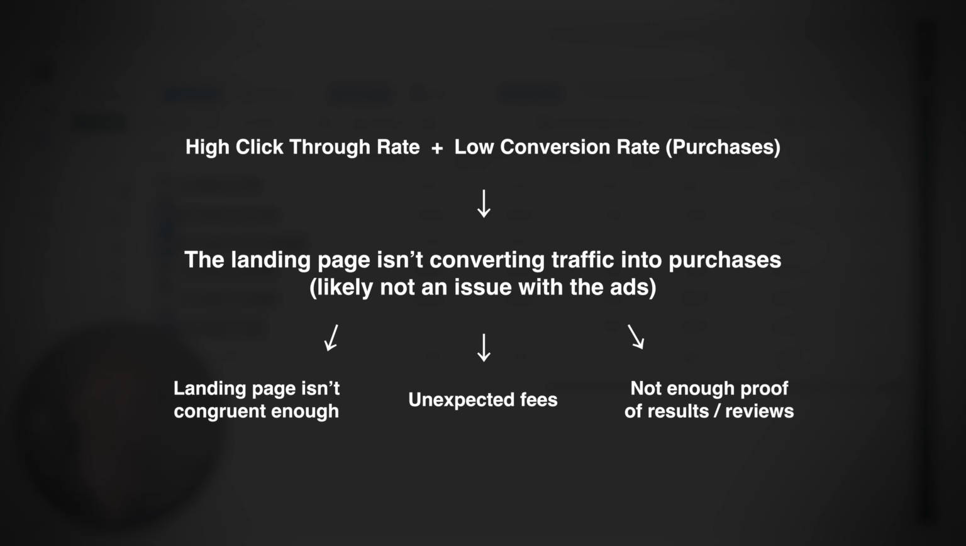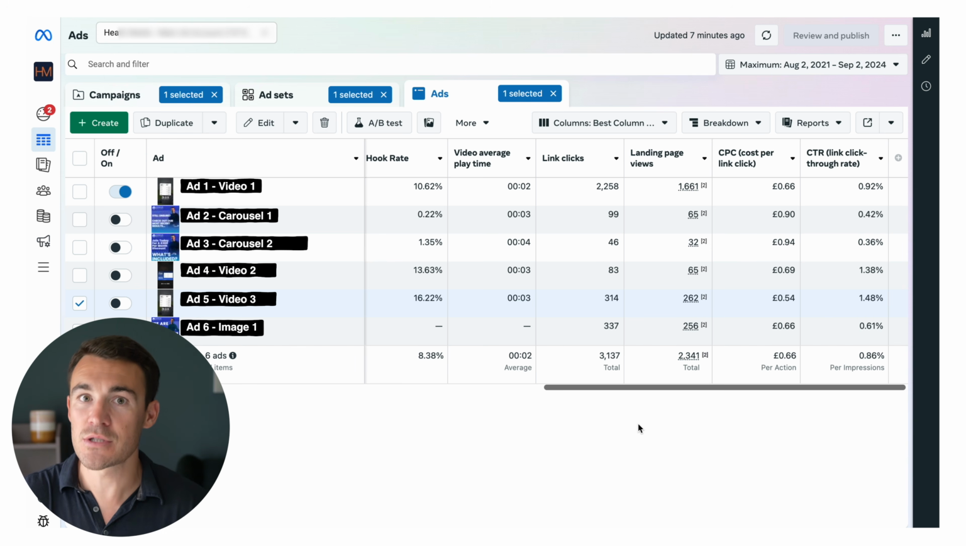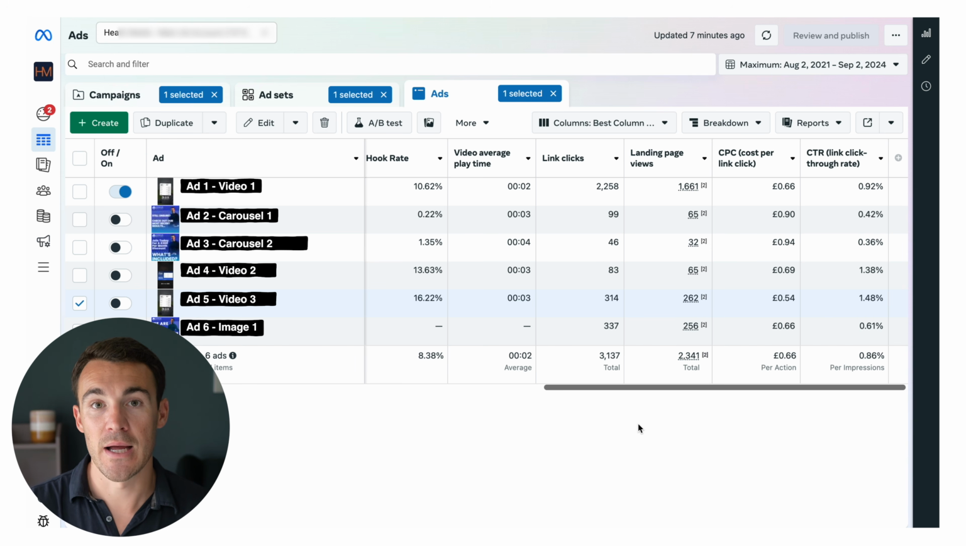But it helps us diagnose, okay, this is the issue. Good click-through rate, but bad overall results. There's a good chance that that's because the landing page isn't doing its part of the job and isn't doing as well as it could be.